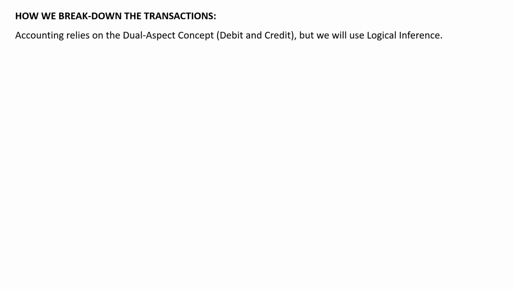In this final part of the session, we will learn how to break down business transactions into their financial components or accounting heads. While formal accounting relies on the dual aspect concept, which states that every transaction must have an equal debit and credit entry, we will approach this using a logical inference. The key principle to remember is that every transaction will have at least two accounting components. Some transactions can have even more than two. Let's walk through some examples.